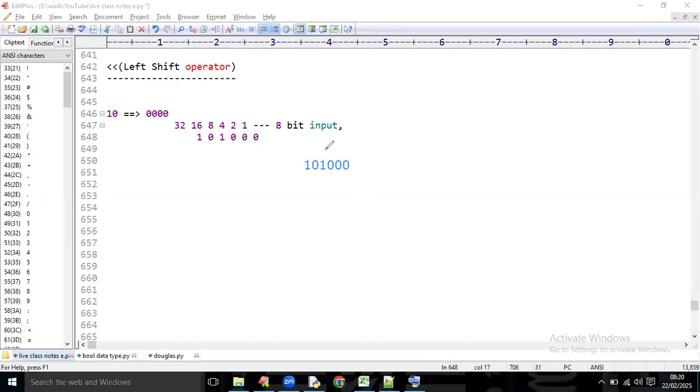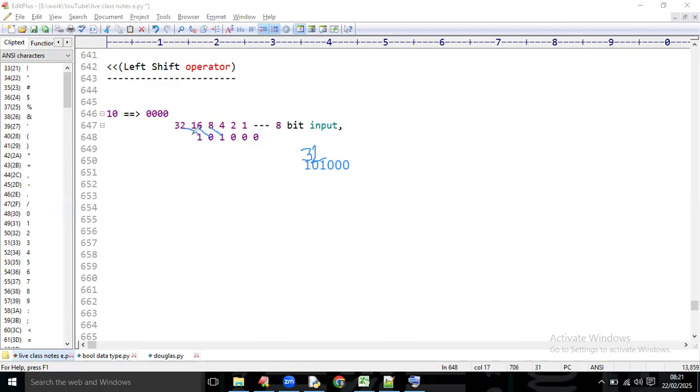Here the value is 32, so the 1 goes under 32, and 16 is 0, and for 8 it is 1. Like that, 16 means 0, 8 means 1. Each time the number keeps increasing: 1 plus 1 is 2, 2 plus 2 is 4, 4 plus 4 is 8, 8 plus 8 is 16, 16 plus 16 is 32. Like that, it works in binary operations.